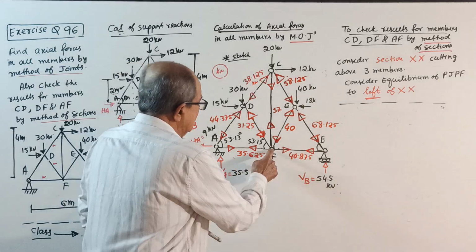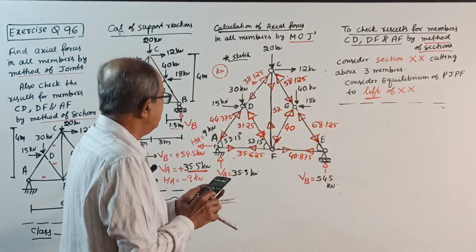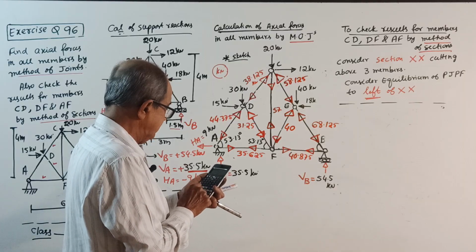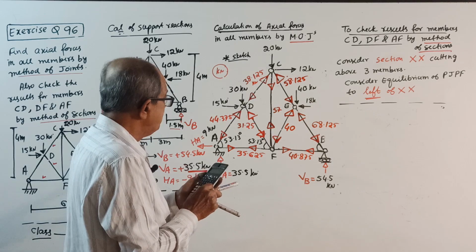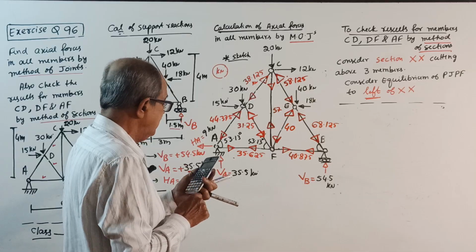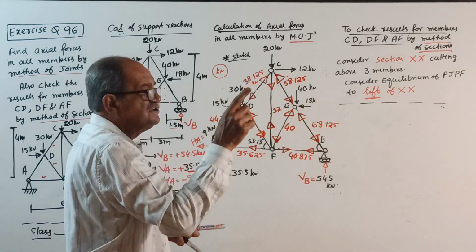I will check the equilibrium here. Vertical equilibrium is already balanced, no problem. Horizontal equilibrium: 40 into 0.6 plus 35.625, total 59.625, minus 31.25 into 0.6 is 40.875. Tally. Joint D also will be checked.